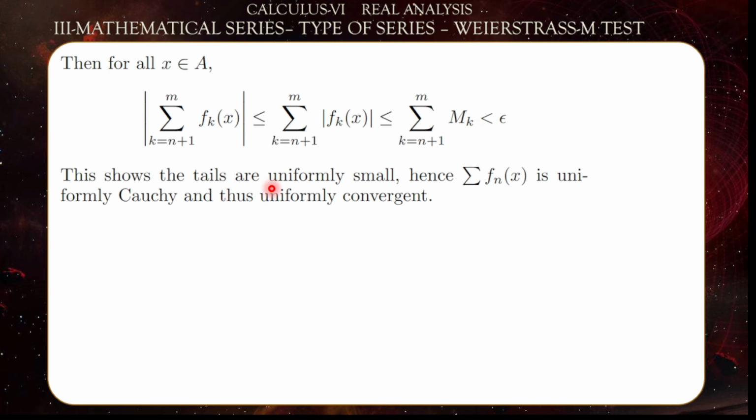This shows the tails are uniformly small, and sigma fnx is uniformly Cauchy, like a Cauchy sequence, and thus uniformly convergent. As a reminder for the Cauchy sequence, as n approaches infinity, the terms approach each other, even before knowing what they actually approach, which is the final limit. They start getting close to each other in terms of their values. So as they approach each other, they start converging to a specific value. This is what Cauchy means.